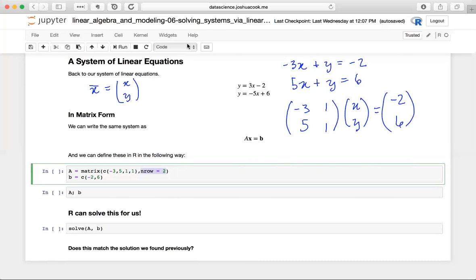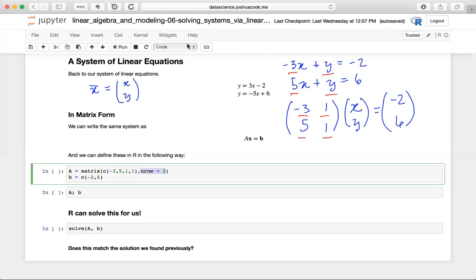And I don't like the way that x looks. Let's do that again. X, there we go. That's a good x. Okay, and you can see that the negative 3 and 5 correspond to the coefficients of x up here, and the 1s correspond to the coefficients of y up here.